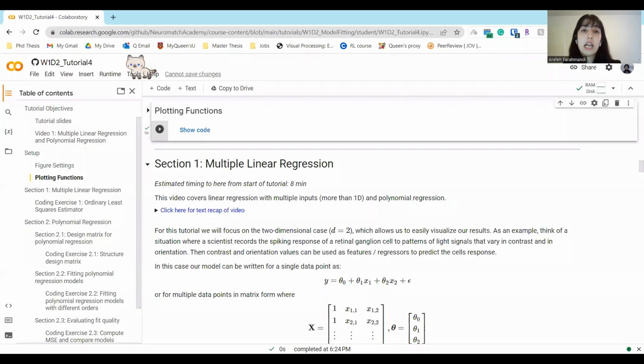I've been a TA for 3 years in Neuromatch Academy, and today I want to discuss linear regression and multiple and polynomial linear regression of that. So let me share my screen and go to the tutorial. Okay, so linear regression is a model that can help us figure out the relation between different data points.